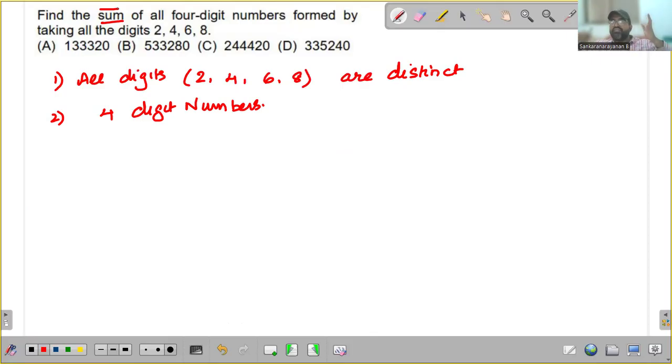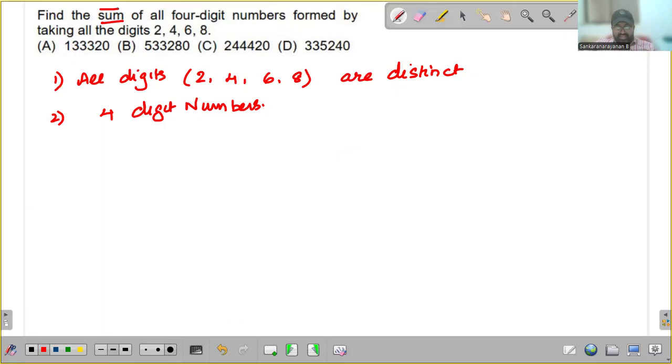You can permute it in different ways, right? So the total number of numbers that can be formed: 4 digits are there, 4 factorial. 4 threes are 12, 12 twos are 24. 24 different 4-digit numbers can be formed. The question is, what is the sum of all those 4-digit numbers that are formed with 2, 4, 6, 8? Okay. So the sum of all those 24 numbers.